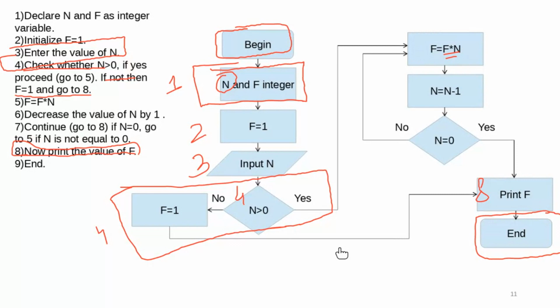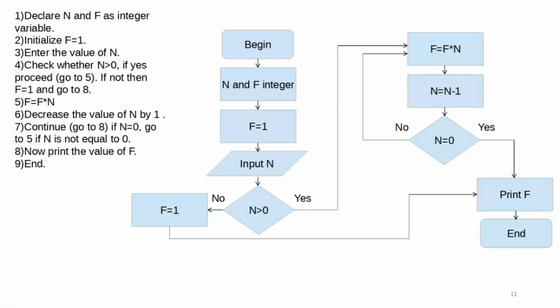Okay, and what I'm saying is that you enter the value of n in step 3. So this is your step 3. You enter the value of n, and then you check whether n is positive. If positive, then you proceed to step 5, which is f times n. But if n is not positive, then you make f 1 and go to step 8.